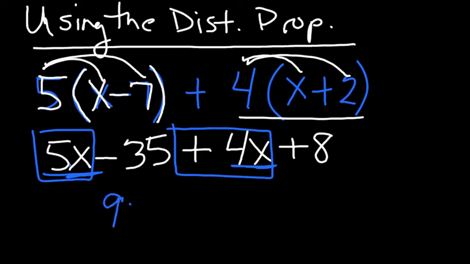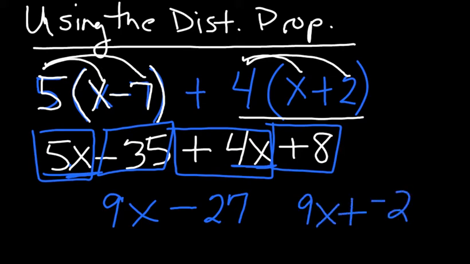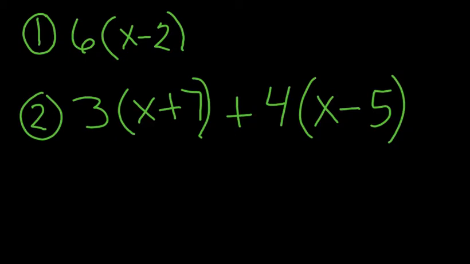Notice the plus in front goes with the 4x. So that's 9x. And then you have minus 35 and plus 8. So minus 35 or negative 35 plus 8 is going to leave you with negative 27. Okay, so you would write your answer 9x minus 27. Or you could put 9x plus negative 27. Those are the same.